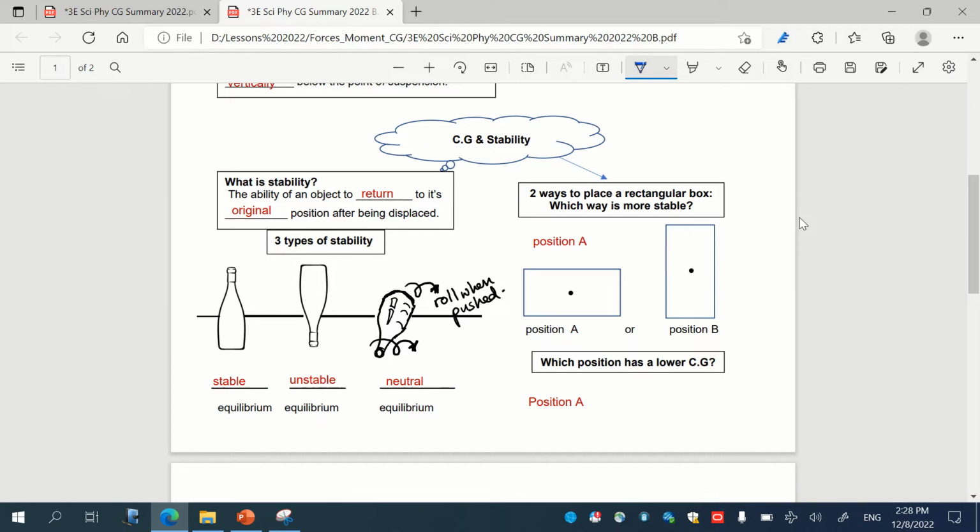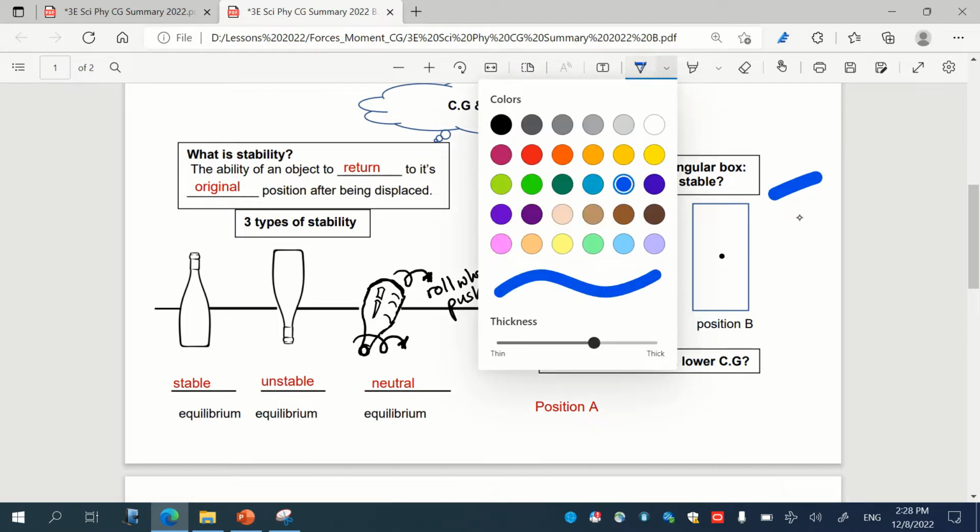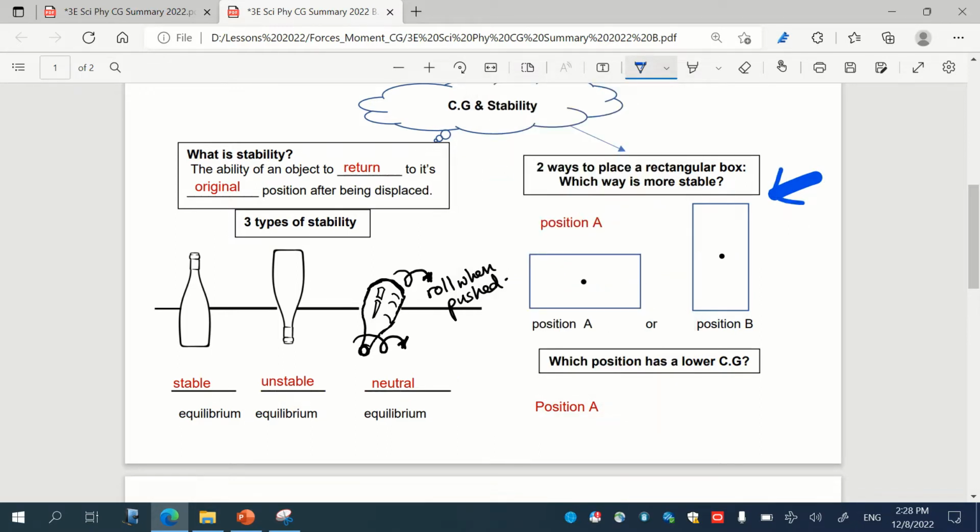Okay, so let me start from where we left off. Looking at your notes again, we were looking at this, if you recall. We were looking at these two ways to position the box, position A and position B. How do we know by gut feeling? Like I said, this topic is a lot of common sense. How do you know by gut feeling that position A would be the best way to put the box? Because it is more stable than the other. Okay, it is more stable.